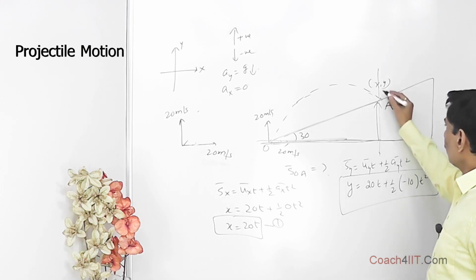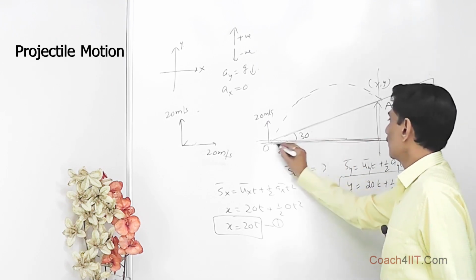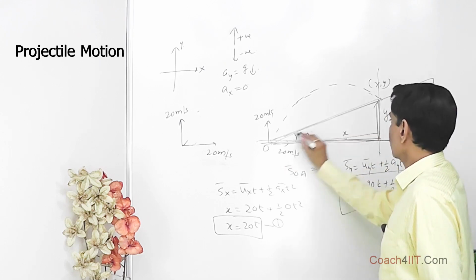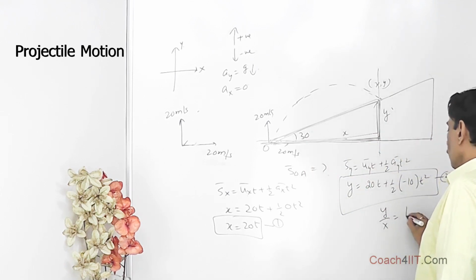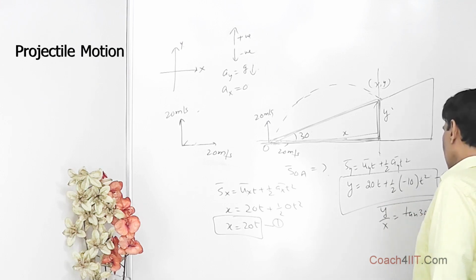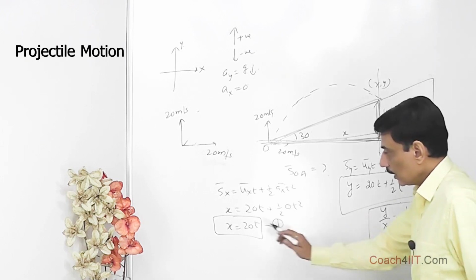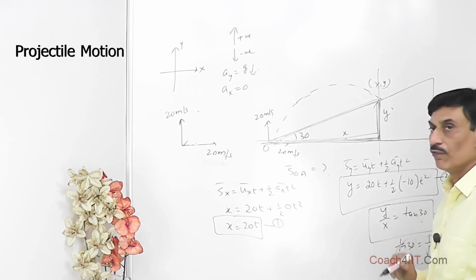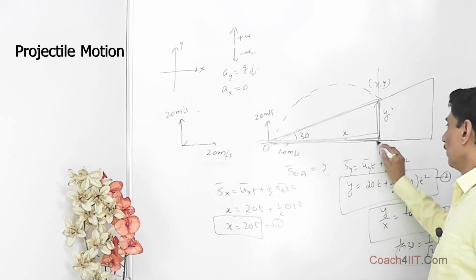The third equation is simple. If the coordinates of this point are x and y, it means from here to here this length is x, and from here to here this length is y. And in this right angle triangle, certainly perpendicular by base, that is y by x, is equal to tan 30 degree. We know tan 30 is equal to 1 by √3. We can put the value over here. Now we have three equations in x, t and y. We can make use of these three equations to find the values of x, y and t.